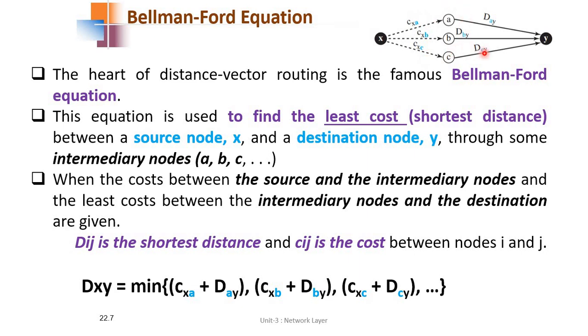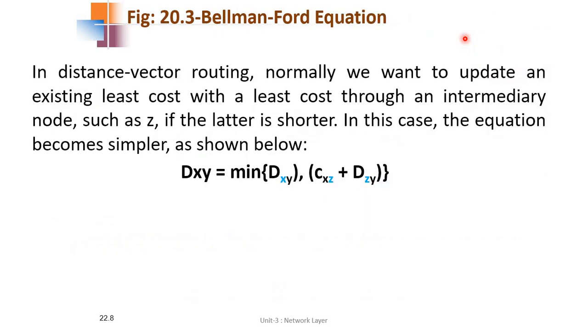And I'm going to find the distance between the intermediary nodes and the destination node. That is nothing but DAY, DBY, DCY. So the distance from the intermediary node to the destination. Among these three routes, we need to find which is the shortest route and which has the least cost. So among these three, we need to find the best route. After finding the best route, we travel through that route.